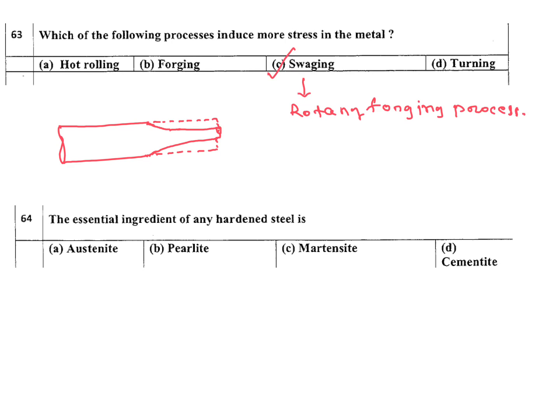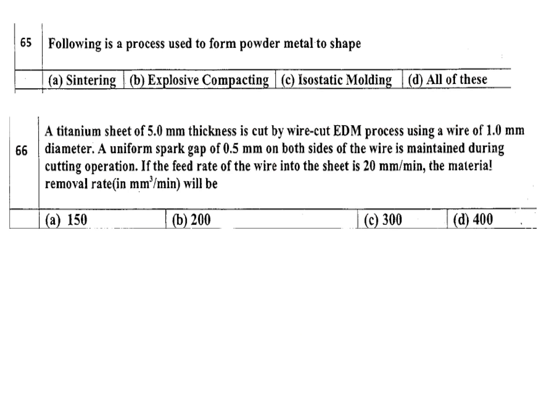The essential ingredient of any hardened steel is A. austenite, B. pearlite, C. martensite, D. cementite. It is martensite. Following is a process used to form powder metal to shape. A. sintering, B. explosive compacting, C. isostatic molding, D. all of these. Sintering also we are doing, explosive compacting also we are doing, isostatic molding also we are doing. So all of these is the answer.